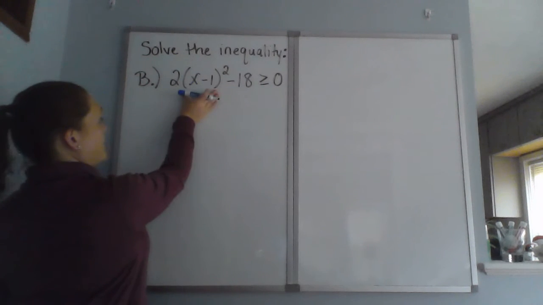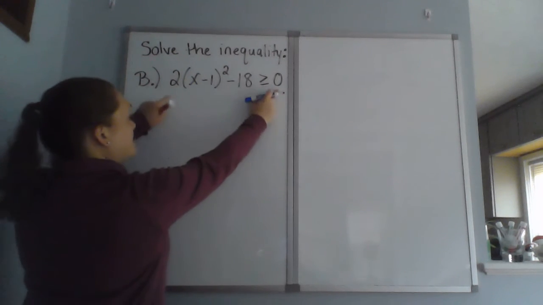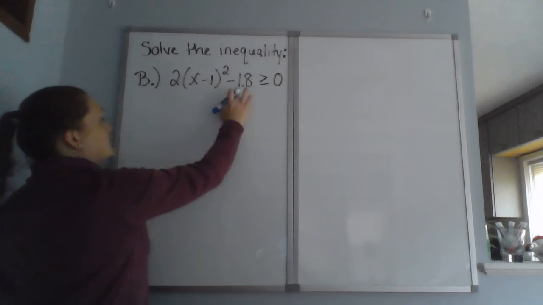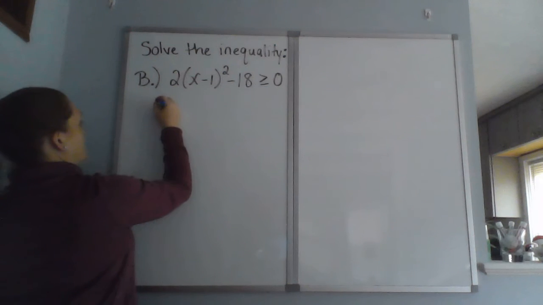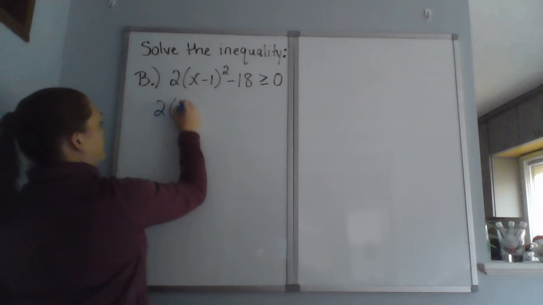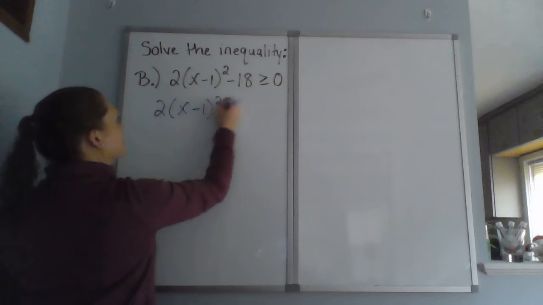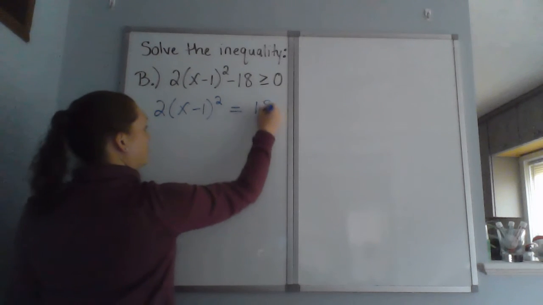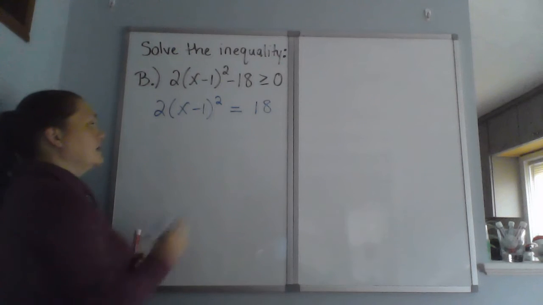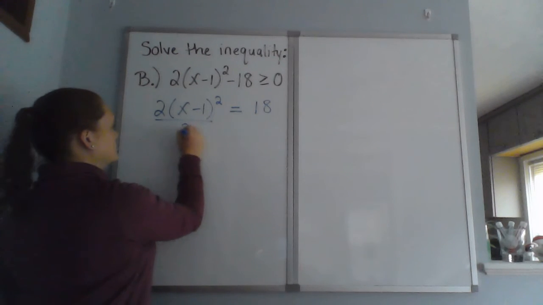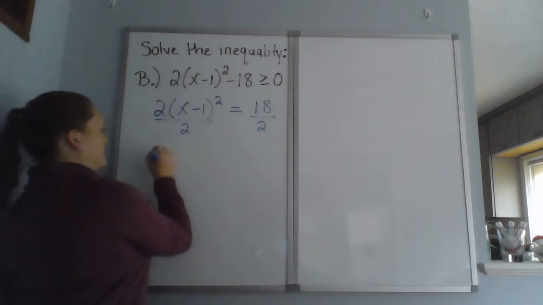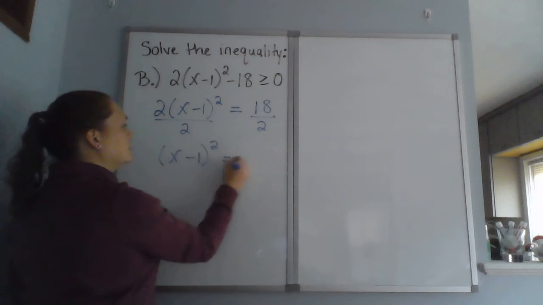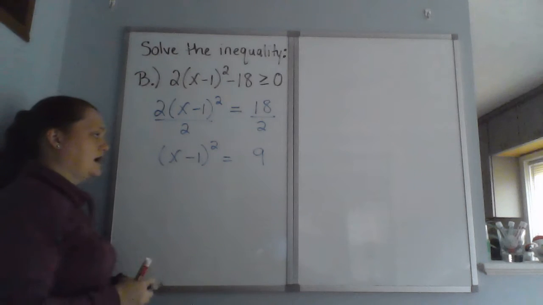Looking at this, I see parentheses squared, and then everything else is a number, so solving by square rooting would be the most efficient. So I'm going to move the 18 over, so keep the 2, keep the parentheses squared, move the 18 over and switch this to an equal sign because we're just solving for the x values. Okay. Next up, I would divide out the 2 to get the parentheses squared alone, and that gives me a 9 on the right hand side.